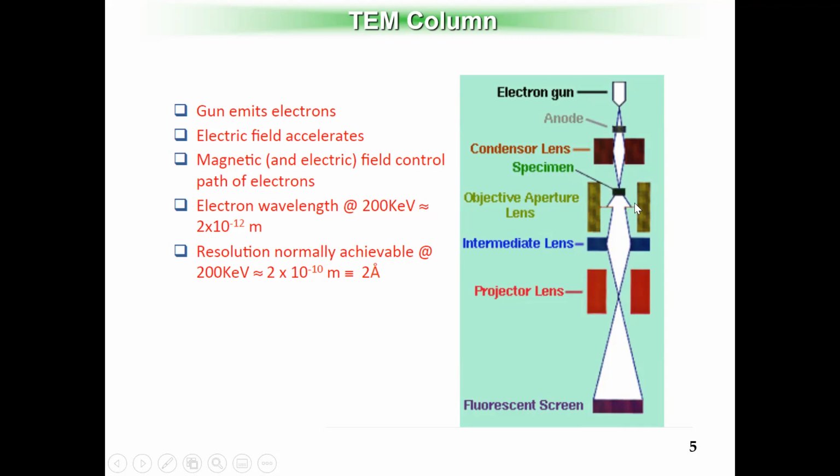And then after hitting the specimen, you have also other intermediate lenses and projector lenses to further magnify your image. And finally, it reaches your detector. For the TEM microscope, you have the digital cameras, right? So based on the CCD. So those are the very rough introduction of the TEM column.